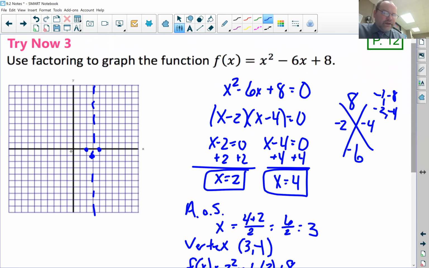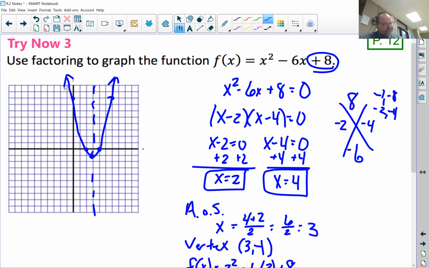And again, I could go to my y-intercept, which is that value right there, 8, and plot that point. Again, no need to draw it in on the computer, just because it's very difficult to do. And I want to see the points that you come up with.